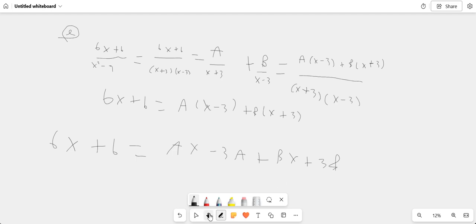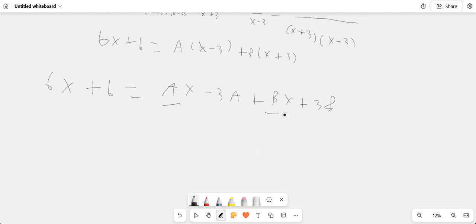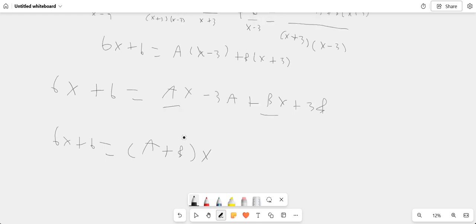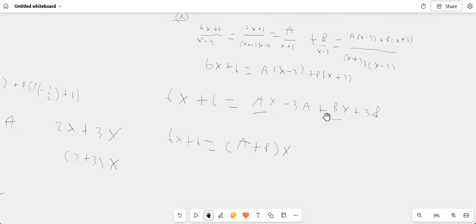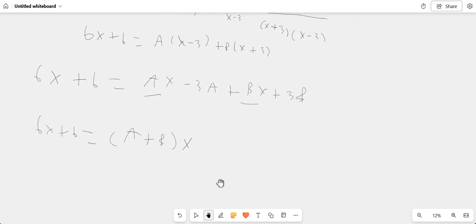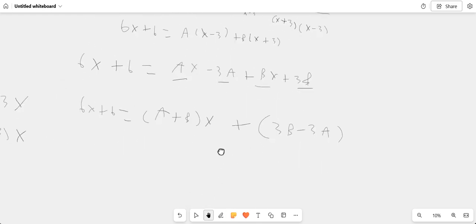And now again, combine the coefficients here. So ax plus bx here, so 6x plus 6 is equal to open bracket a plus b x, because you're combining the coefficients. So listen, 2x plus 3x is the same as 2 plus 3 x. It's the same thing I'm doing here: ax plus bx is the same as a plus b x. Just think of a and b as numbers, yeah? And then obviously 3b minus 3a. You can write minus 3a plus 3b, but I'm just going to write 3b minus 3a.